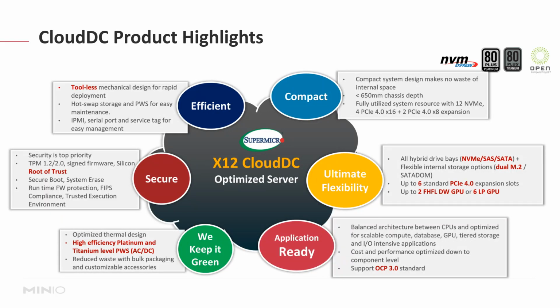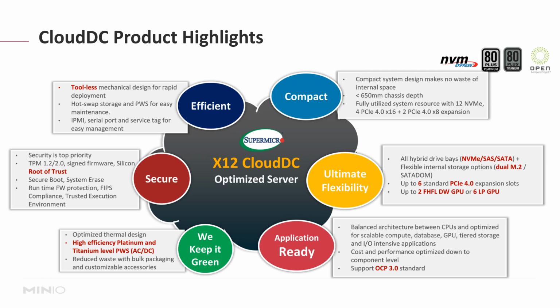And now let's turn it back to the Supermicro team to discuss the CloudDC. Now, if you can see on screen, I'll go from compact and then go clockwise on this. So the CloudDC product line is very compact. It's under 650 millimeter, which is roughly around 25.6 inches, and that's for the 2U. The 1U is even shorter than that at 23.5 inches.